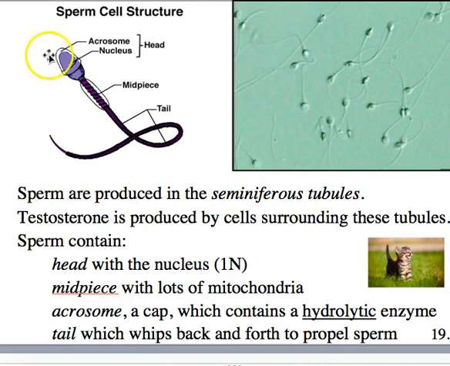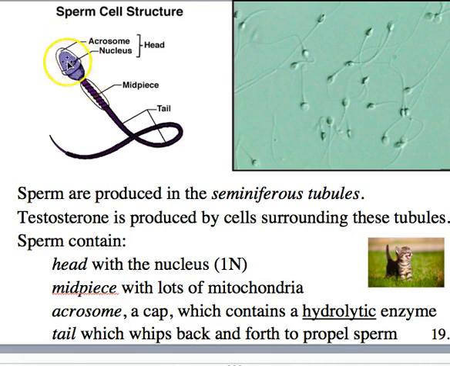So the sperm itself has the head. It has on top of it what's called the acrosome, which is very important. That's what can burrow into the egg once it makes contact. It contains a hydrolytic enzyme. That means it breaks stuff down. That's really important because it breaks down the outer layer of the egg so it can actually get in and fertilize. Underneath the acrosome is the nucleus.